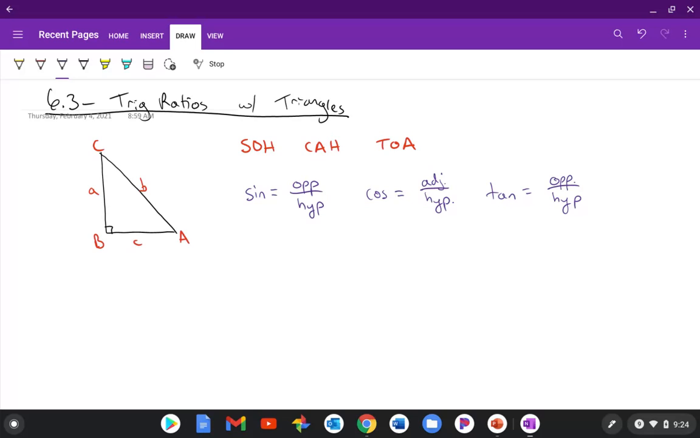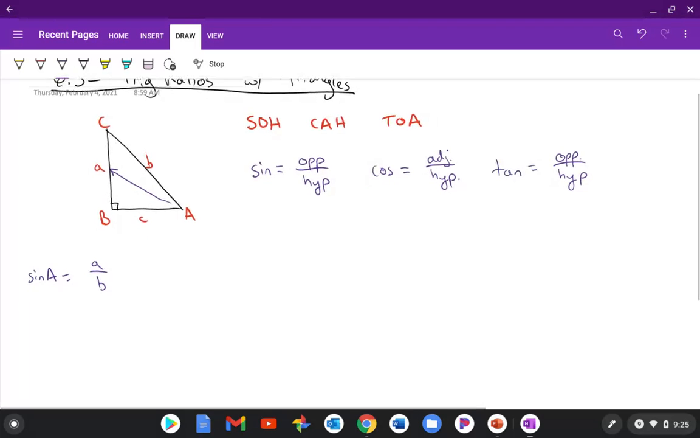So let's say we were asked to find the sine of angle A, so big A. Well, the sine of angle A, we would look to first the opposite. So opposite of angle A would be, well, little a. And then the hypotenuse is always going to be the side which is opposite of the right angle. It's always the longest side. So that would be little b. So that would be the opposite over the hypotenuse.